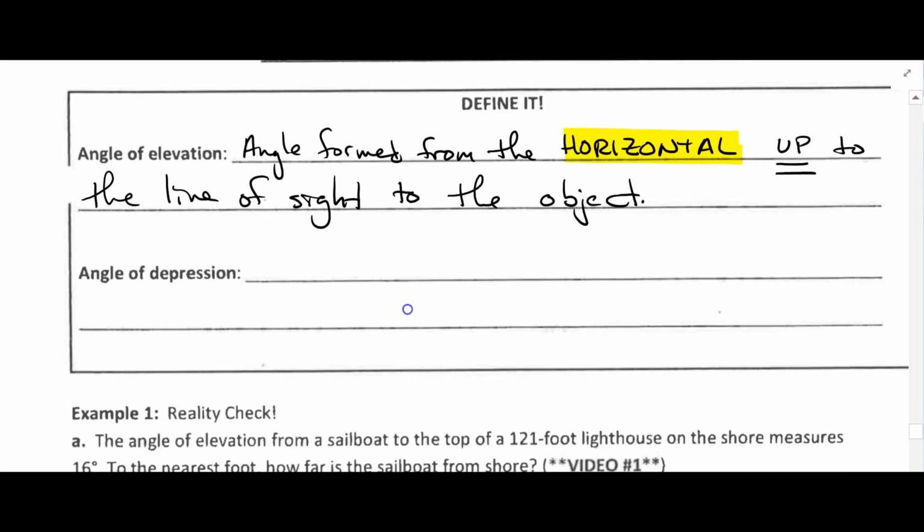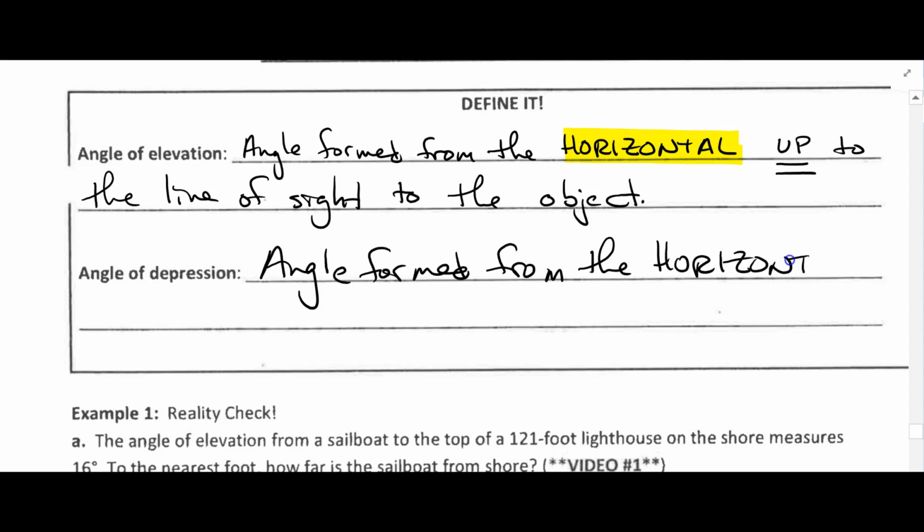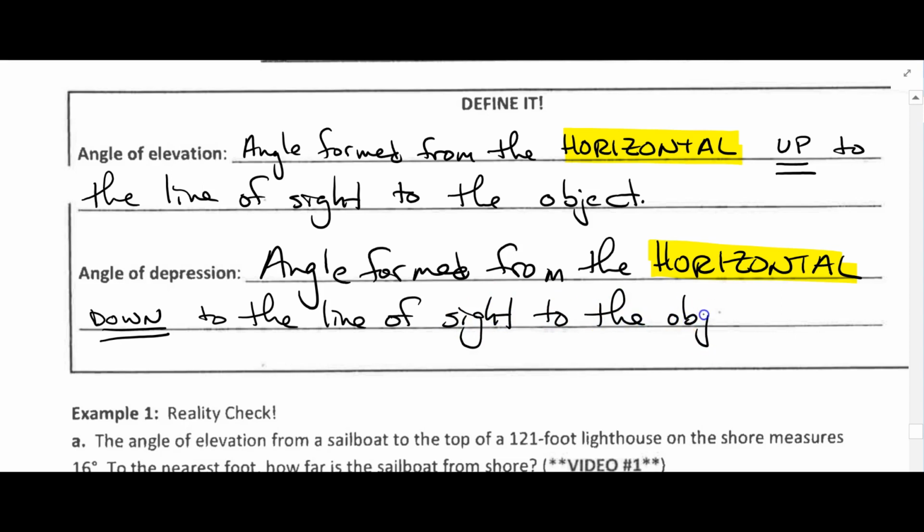And then angle of depression is similar. We've got angle formed from, again, the horizontal. We'll highlight that again, from the horizontal down to the line of sight to the object.